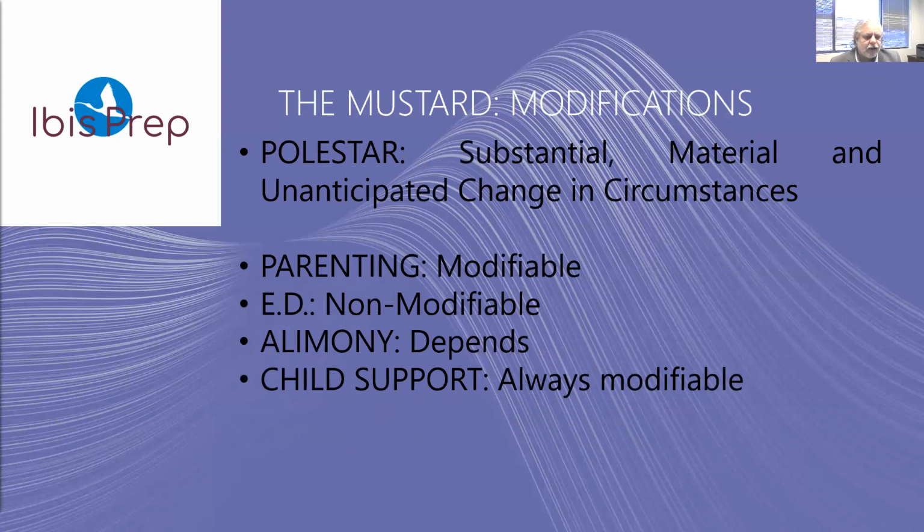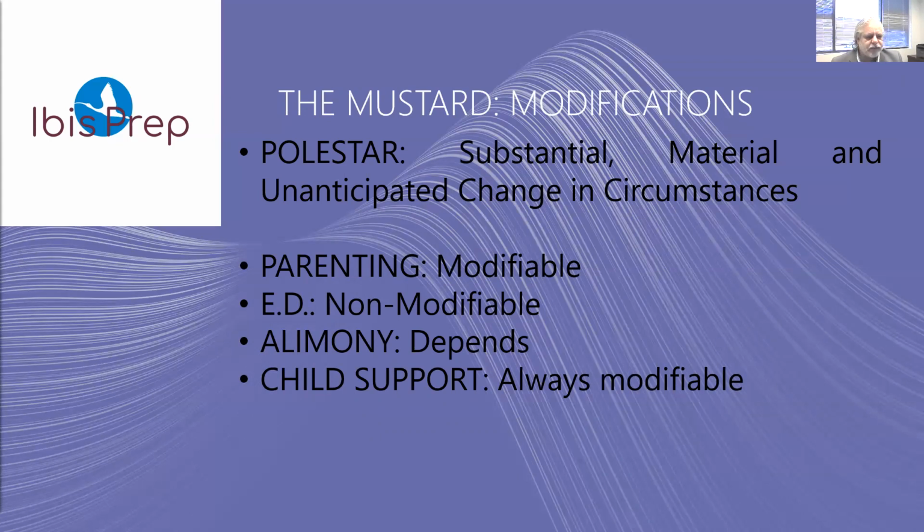So here's the mustard. To modify a parenting plan, alimony, or child support, not all types of alimony, but alimony or child support, you must have a substantial change in circumstances. Now, when we talked about parenting, what I told you with the polestar was the best interest of the minor child. That always remains true. But if I have a parenting plan that's been entered on a final judgment, I need to show the court that something changed between the time the judgment was entered and the time that I filed the petition.